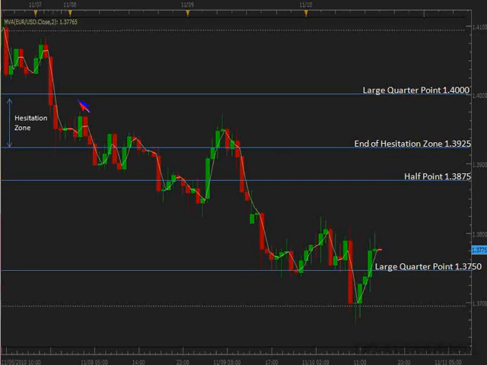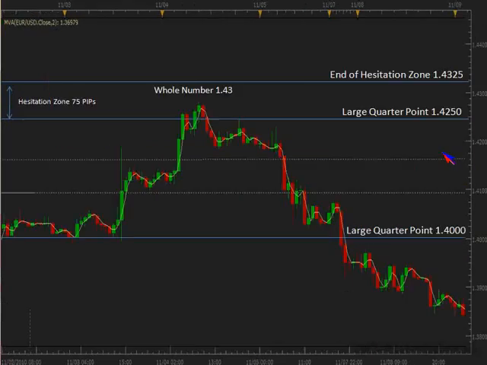It's important to note here that prices are moving below $1.40, the large quarter point. So the hesitation zone is determined based on the direction of the price move. In this instance, prices are moving below $1.40, so the hesitation zone would be 75 pips below $1.40, and the end of the hesitation zone would be $1.3925.